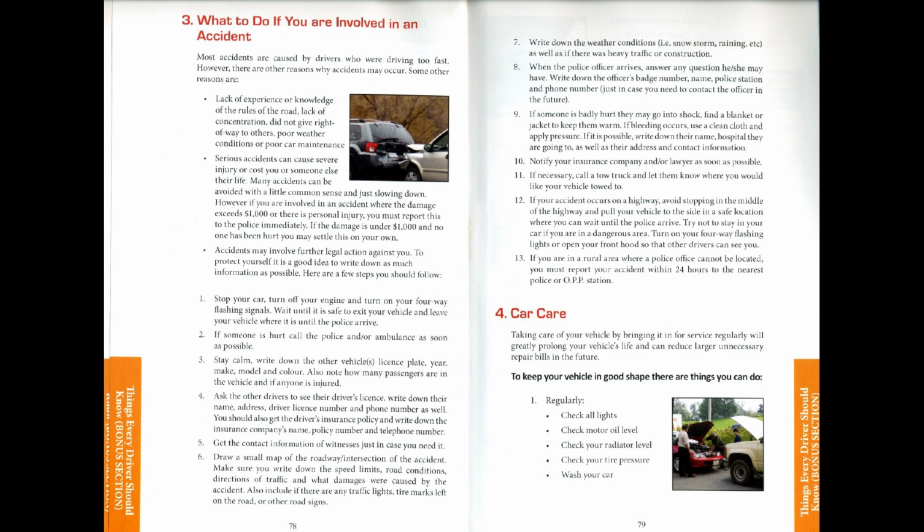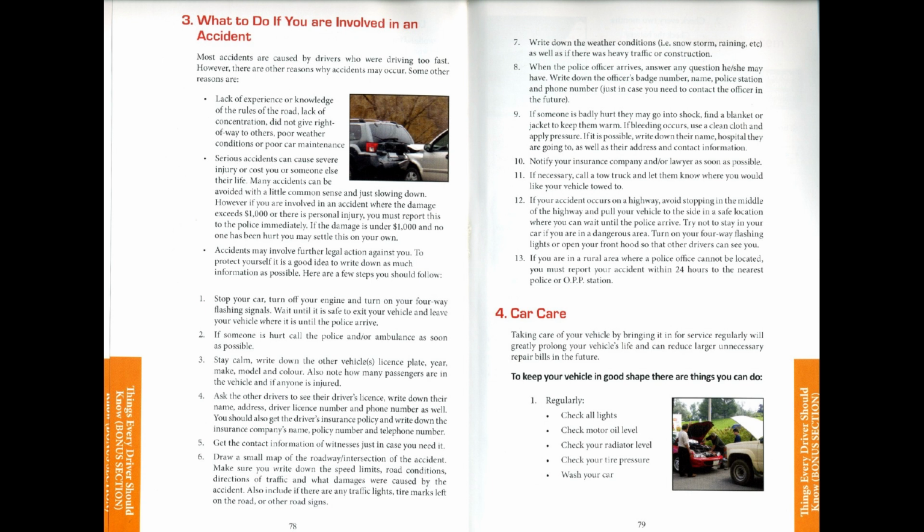Stay calm, write down the other vehicle's license plate, year, make, model, and color. Also note how many passengers are in the vehicle and if anyone is injured. Ask the other drivers to see their driver's license, write down their names, address, driver license number, and phone number as well. You should also get the driver's insurance policy and write down the insurance company's name, policy number, and telephone number. Get the contact information of witnesses just in case you need it.